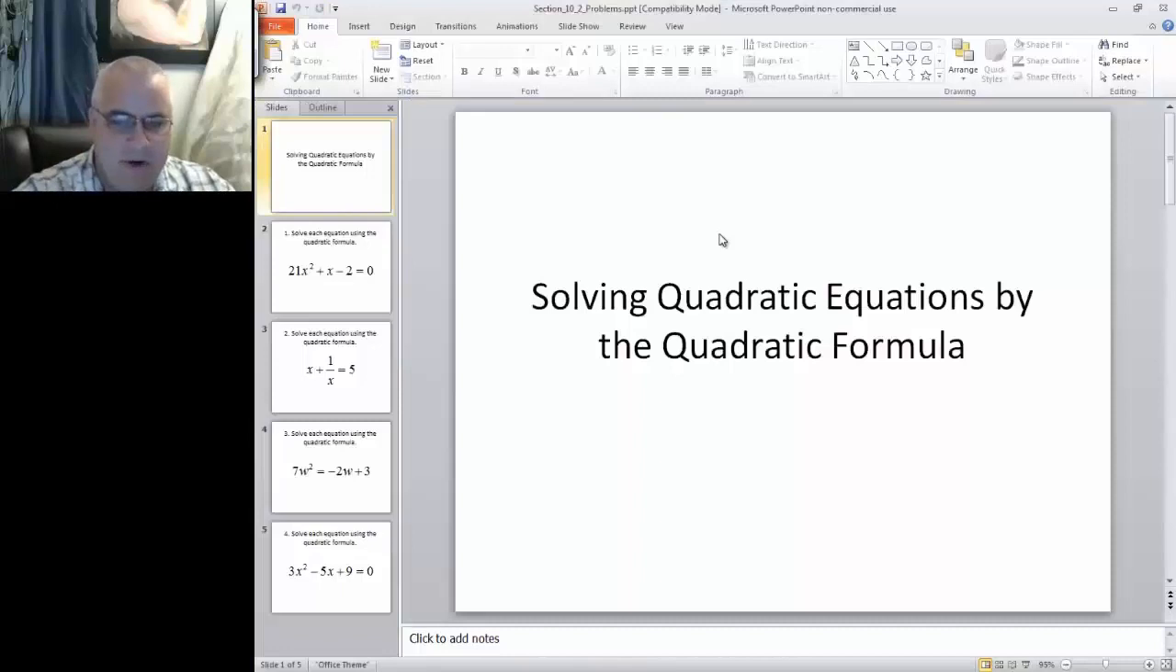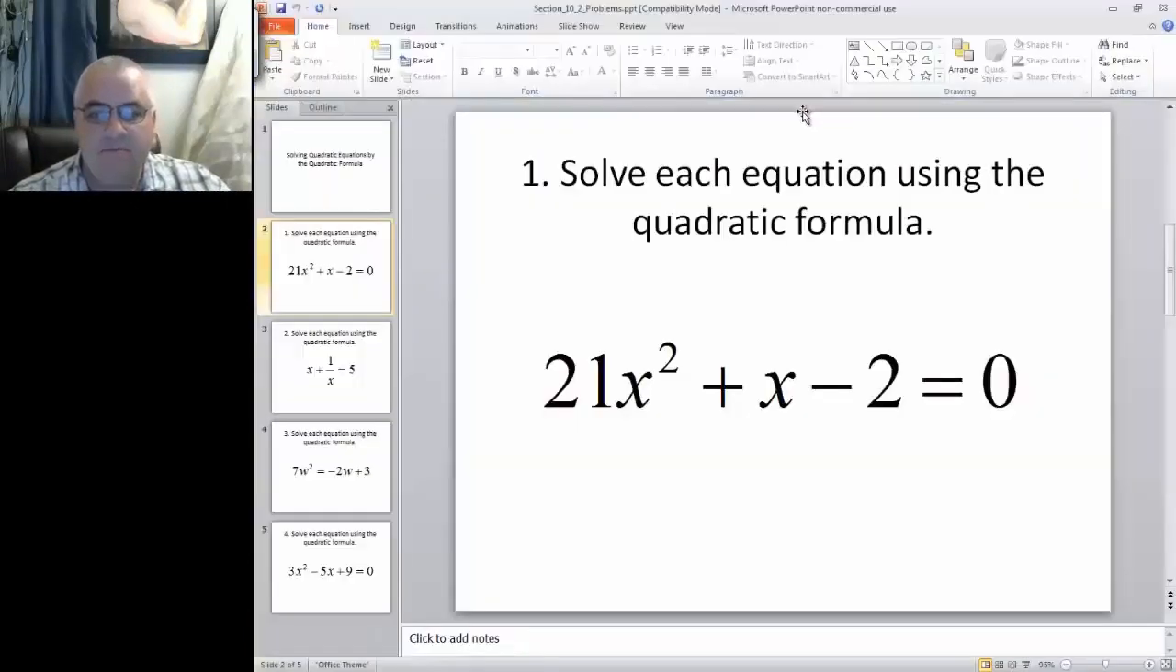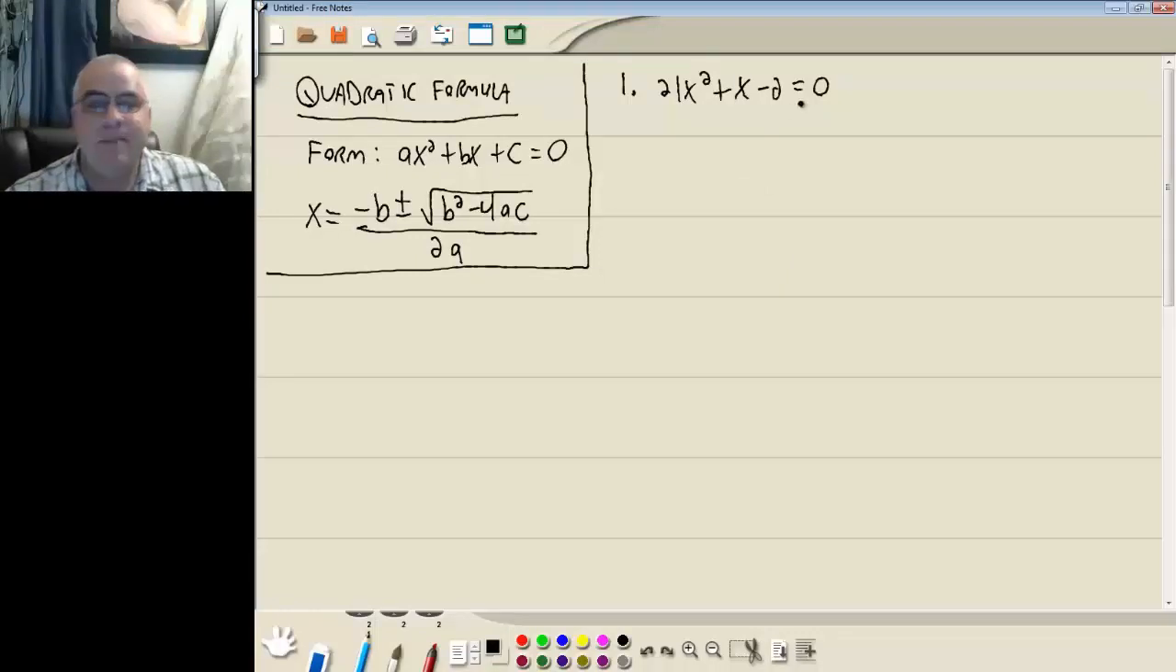And let's take a look at a problem. Our first one here, we have 21x squared plus x minus 2 is equal to 0. And it says solve it using the quadratic formula. Well, it's in the right form because we have 0 on this side and it's a quadratic. So the first thing we've got to do is identify our a, b, and c.